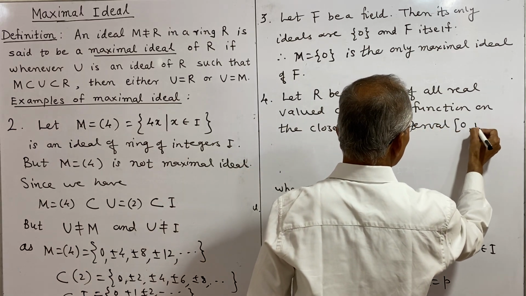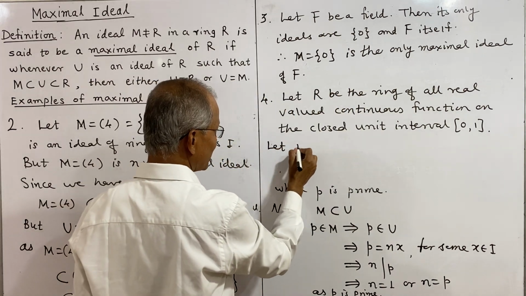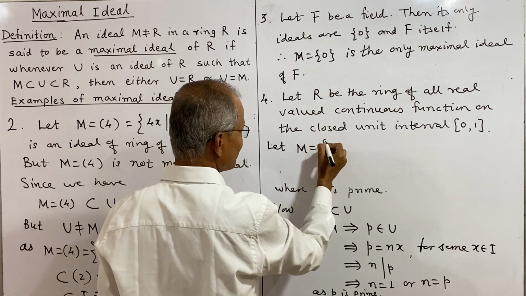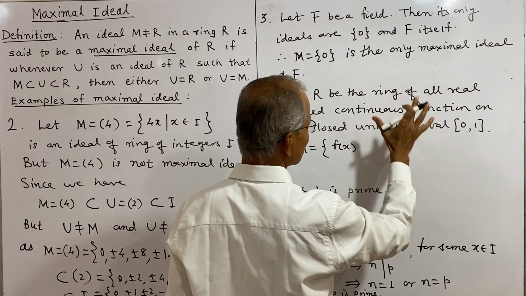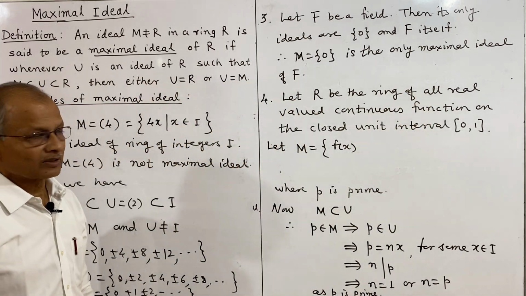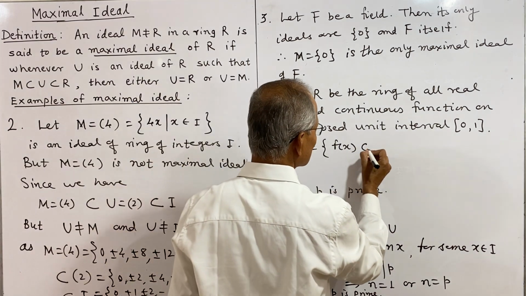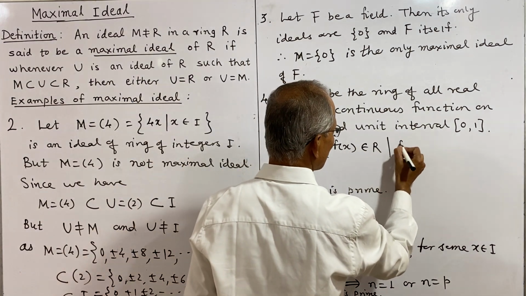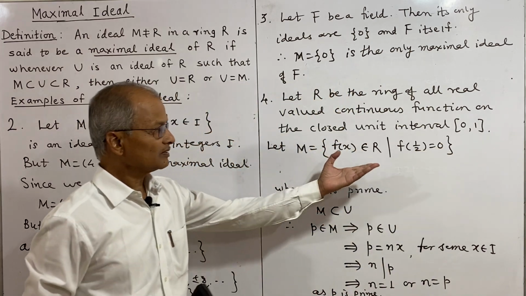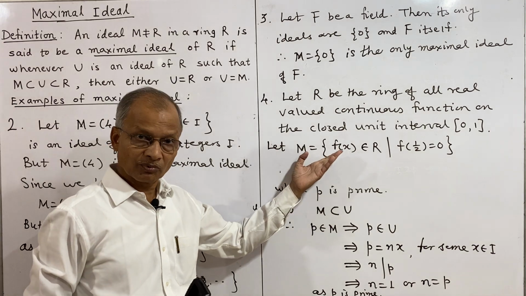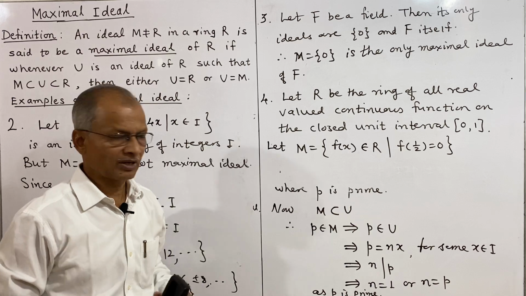And that closed unit interval 0 to 1. Now for this we shall construct an example of a maximal ideal, that is M, which is all functions. These real valued continuous functions form a ring with addition of functions and multiplication of functions. f(x) belongs to R such that f of half is equal to 0. Those functions, this is an ideal, we will prove this is an ideal, and then we also prove this is a maximal ideal.